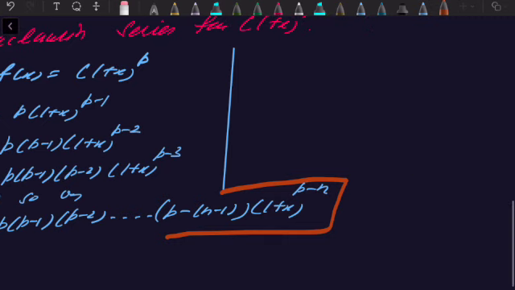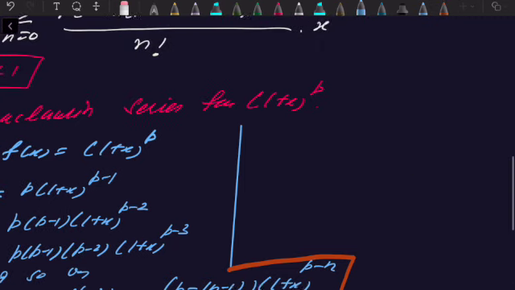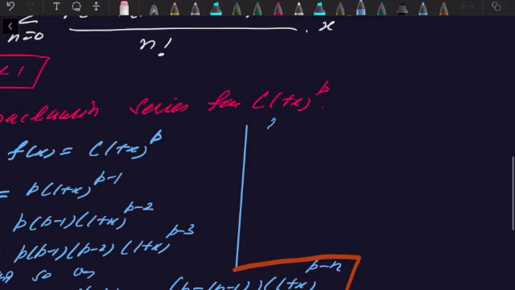Okay, so value the function at 0. If you substitute x is equal to 0, it is 1. First derivative at 0 is p. If you substitute x is equal to 0, we'll get p.